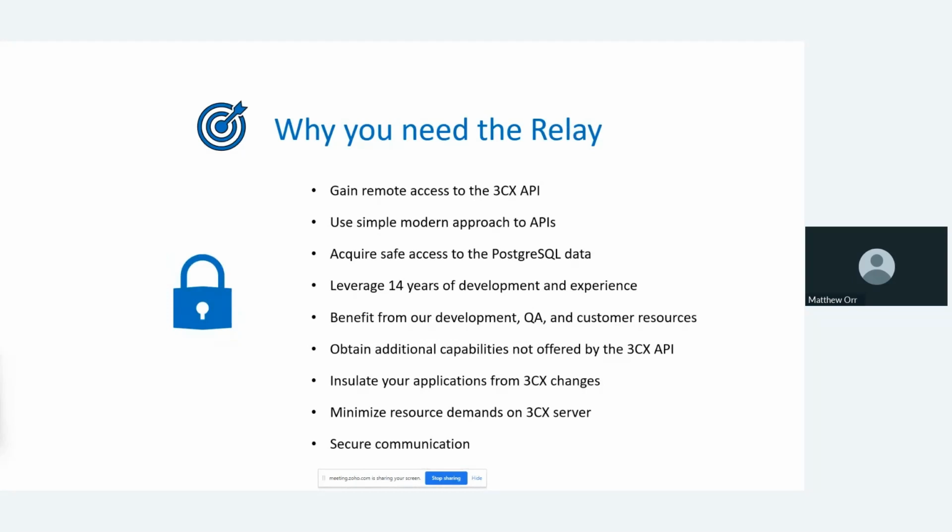Also secure communication through HTTPS and through JWT authorization. So if you're building your own tools and you want to communicate with 3CX and you want to use JWT, that is supported by our relay. We're still working on getting JWT implemented in all of our commercial tools, but it's available in the relay if you want to implement JWT in your own applications.